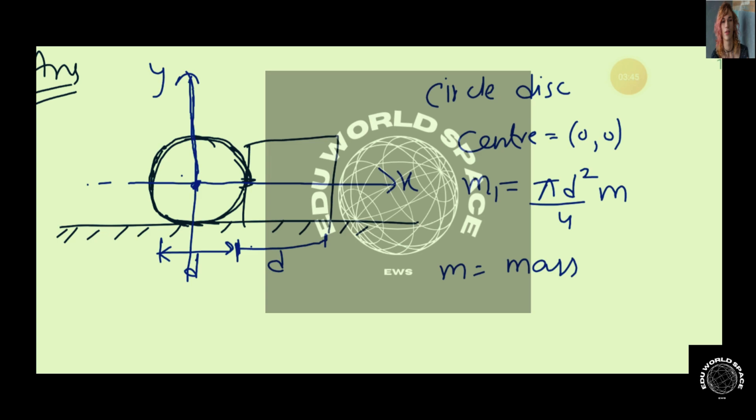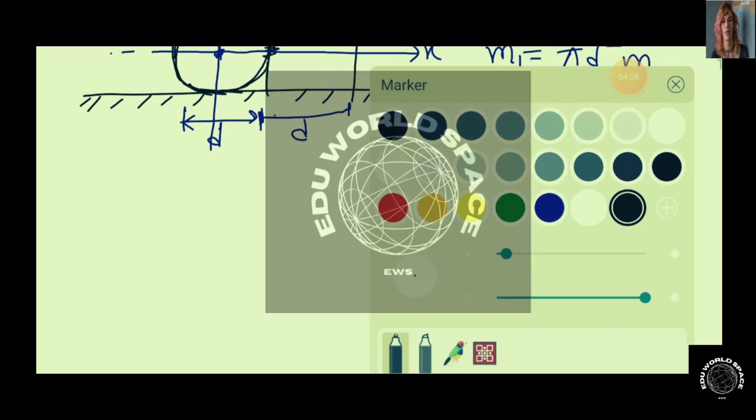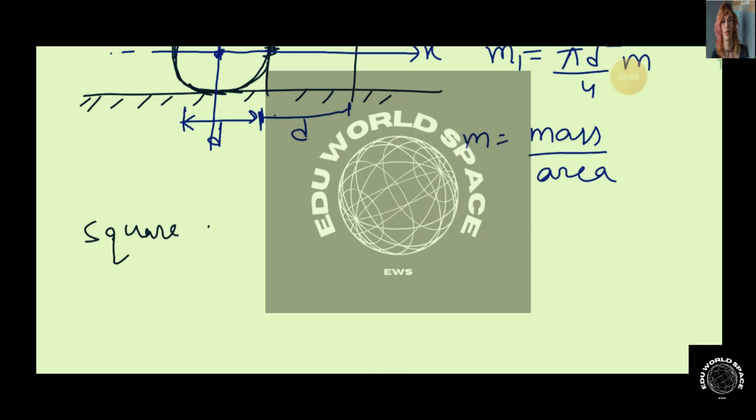In the question, the mass per unit area for both the circular disc and the square plate is the same. After getting the coordinate and mass for the circular disc, I will find the coordinate and mass for the square plate. For the square plate, the center coordinate will be d, 0, and the mass is m2 equal to d square times m.